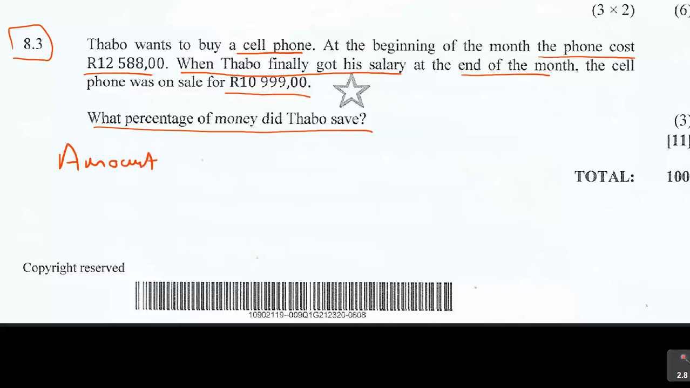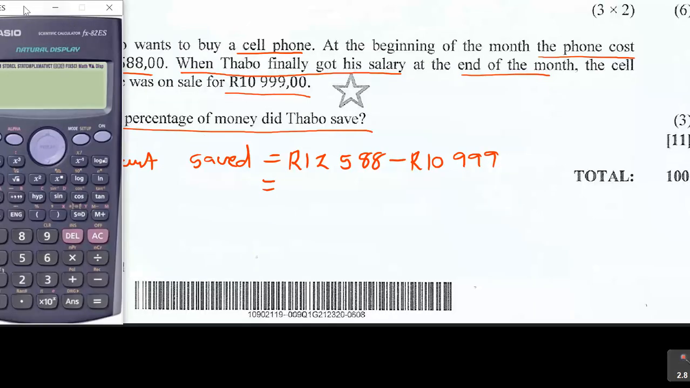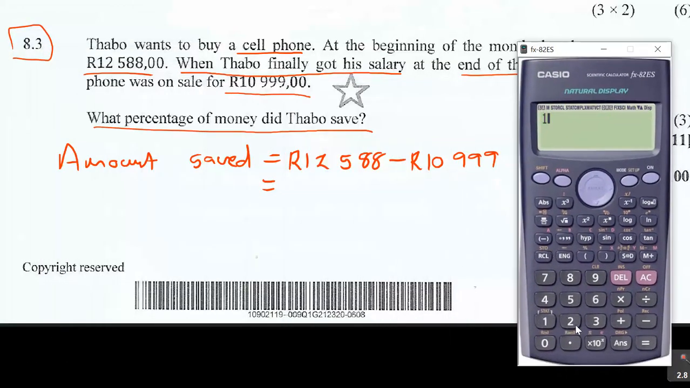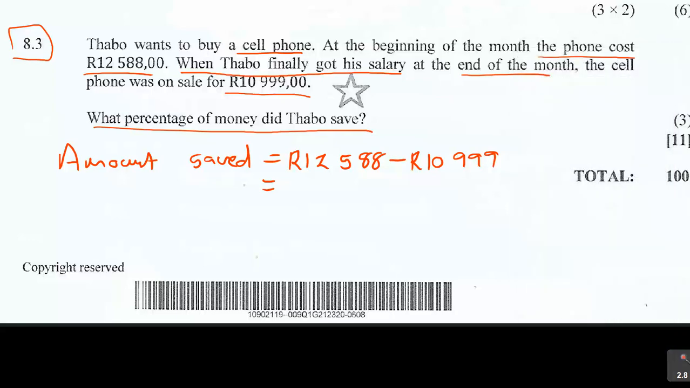Now the actual amount saved is equal to, remember the cell phone was initially 12,588. Now it was on discount and he bought it for 10,999. How much did he save in rands? Let's look at the amount of money that he just saved. This will be a good bargain, a good discount. 12,588 minus 10,999. He saved 1,589. This is the amount of money saved.